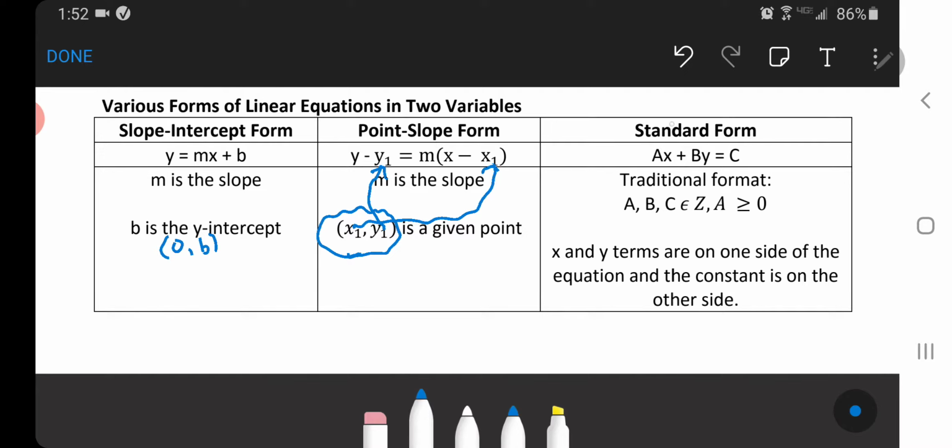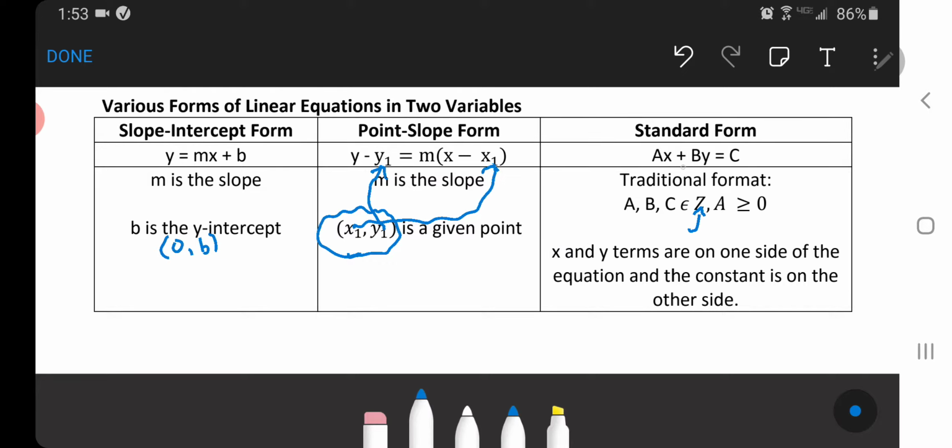We've got our standard form, where it's ax plus by equals c. That's the traditional format, and a, b, and c have to be elements of the integers. Remember, the Z represents integers, and what we're pretty much stating there is that the number in front of the x, the number in front of the y, and the c cannot be fractional or decimal. And also a has to be greater than or equal to 0. So once again, if a is a negative number, we're going to have to fix that as well. The x and y terms are on one side of the equation and the constant is on the other.